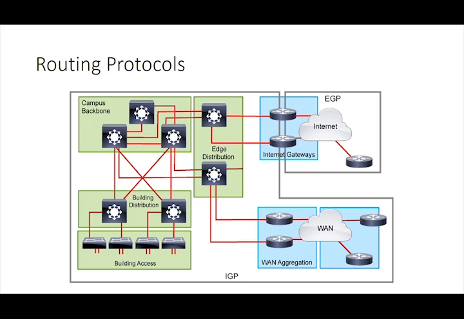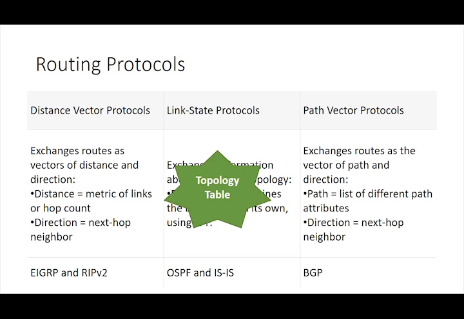Once the router receives all the updates from its friends on the network, the entries are put into a topology table, where the routing protocol algorithm calculates the best path to each network. For example, OSPF uses the Dijkstra, it's always difficult for me to pronounce, Dijkstra algorithm, and EIGRP uses the diffusion update algorithm, or DUAL, to calculate the best route to each network.